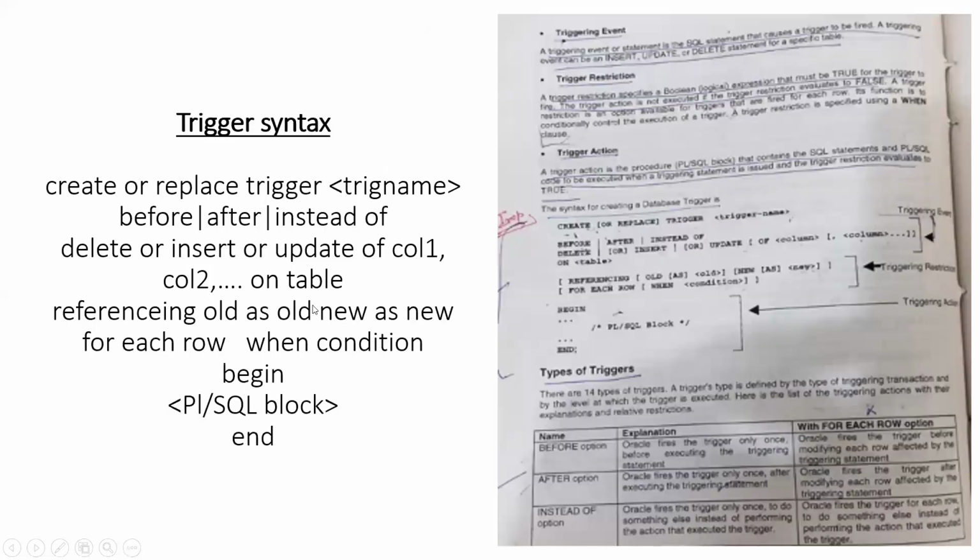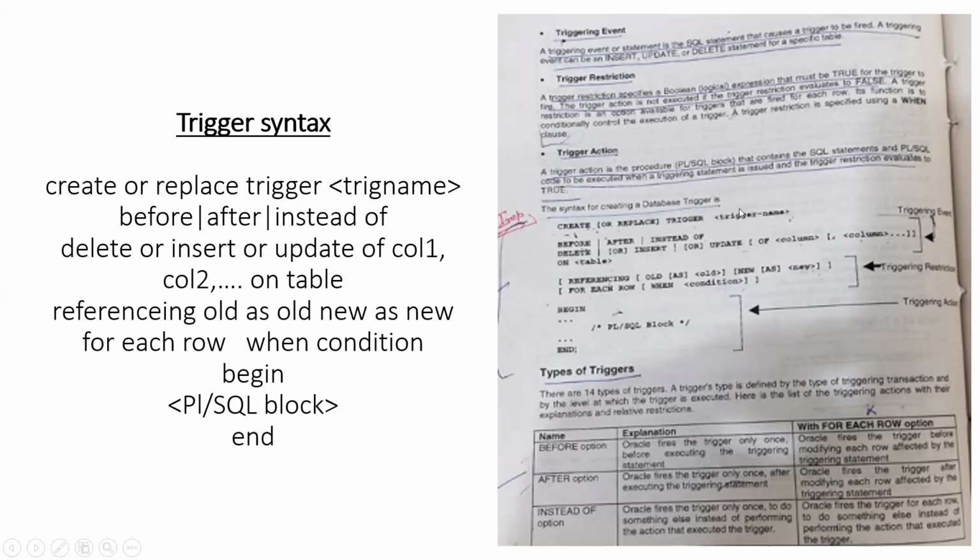But before that, let's discuss the trigger syntax, that is, how to create a trigger. The syntax goes like this. First, see on the left side of your screen: create or replace trigger, trigger name. Then when the trigger should fire, which is the timing: before, after, or instead of, three options are here. Then delete or insert or update of the columns on table name. Referencing old as old, new as new, for each row, when condition, and then the code which needs to be executed. So let's understand each one of these things.